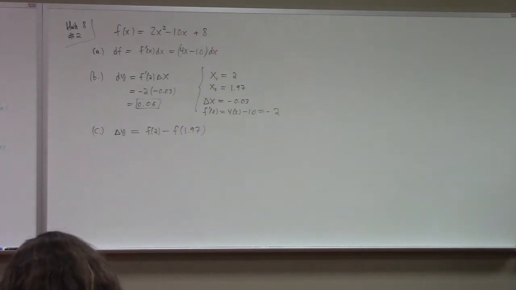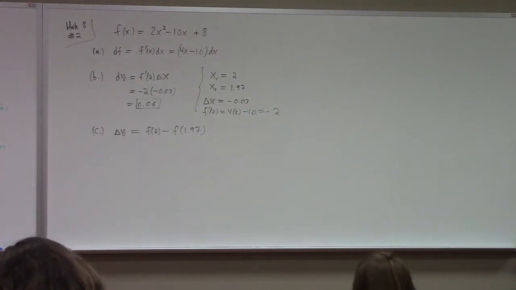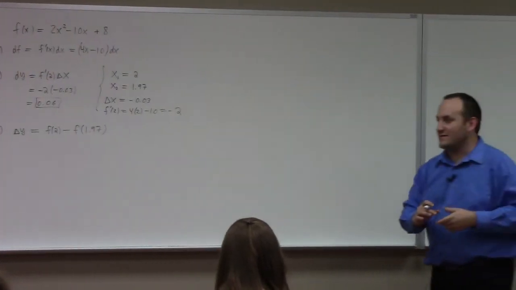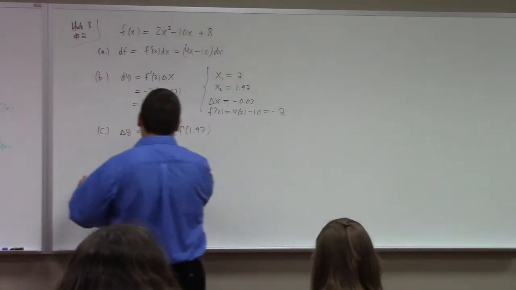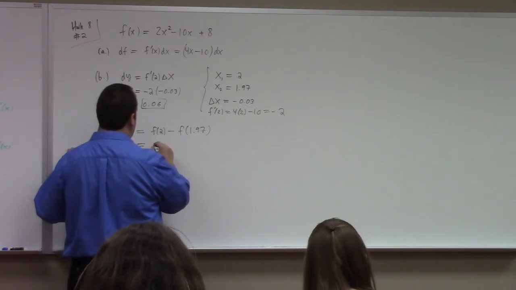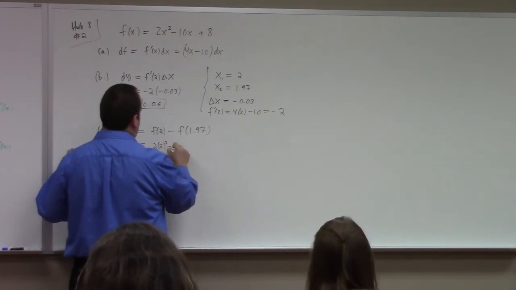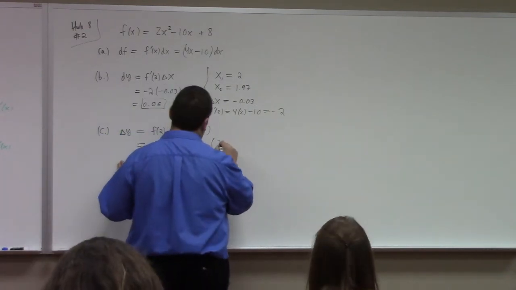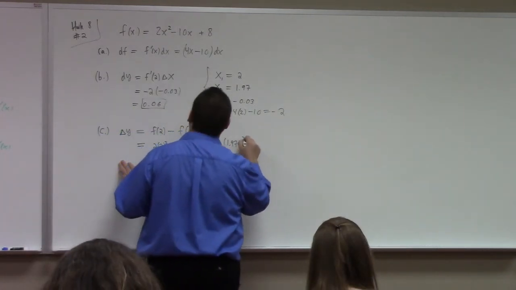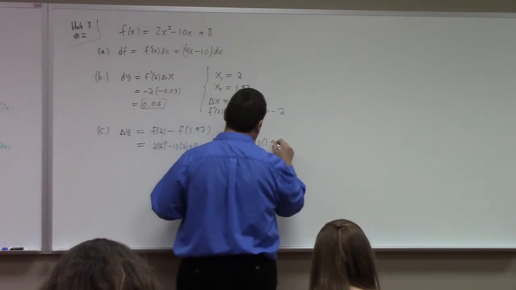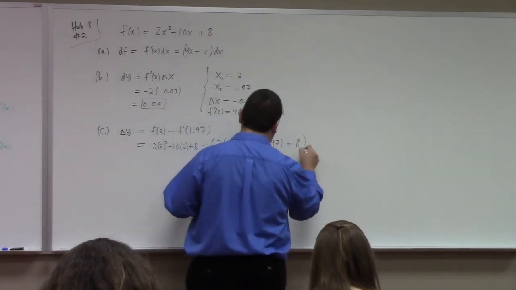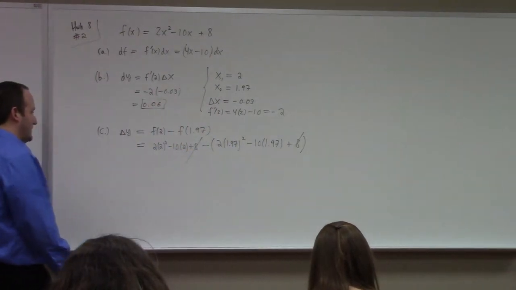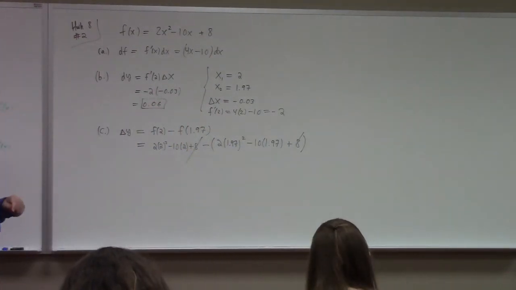It says round your answer to 2 decimal places. They're equal. So probably it's the same for your problem, that they're equal. But technically speaking, they're distinct, in the sense that the change in y really should conceptually be 2 times 2 squared minus 10 times 2 plus 8, minus the quantity 2 times 1.97 squared minus 10 times 1.97 plus 8. Of course, the 8's cancel, but other than that, I need a calculator.